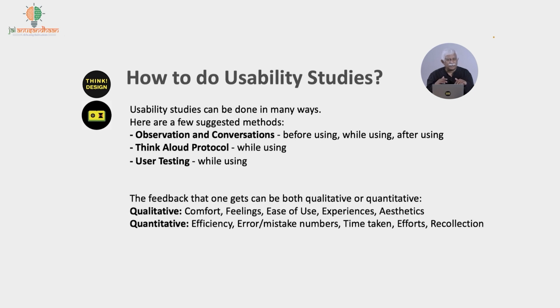The feedback that one can get can be both qualitative or quantitative. Qualitative means you can measure the level of comfort, feelings, ease of use, experiences and aesthetics. You can use a Likert scale for it. Or it could be quantitative: how efficient it is, how many errors you made, numbers, time taken, effort taken, or whether they are able to recollect it or not. So it can either be qualitative or quantitative.